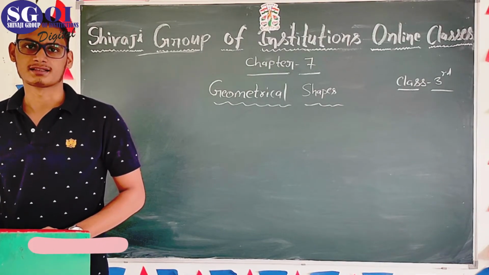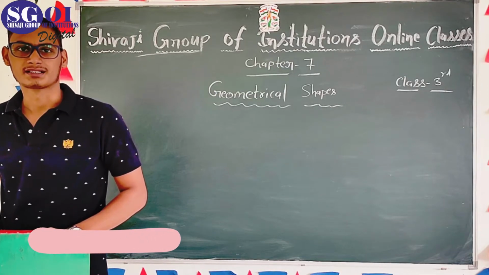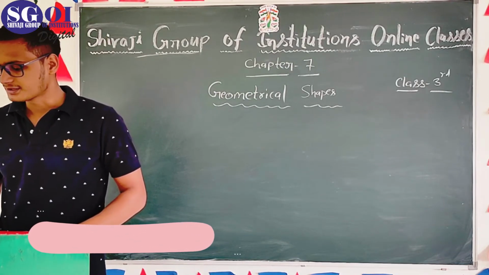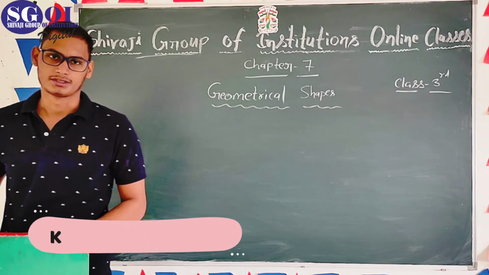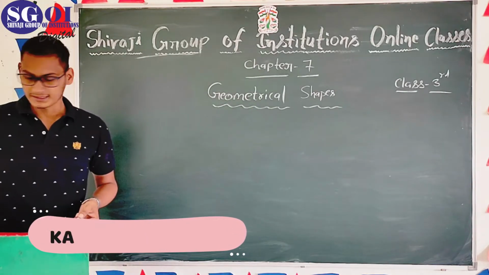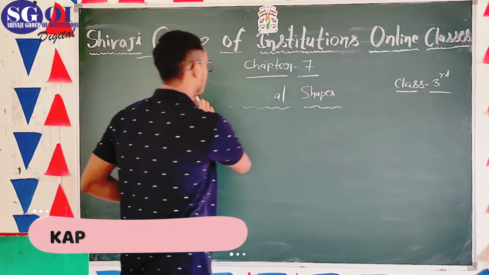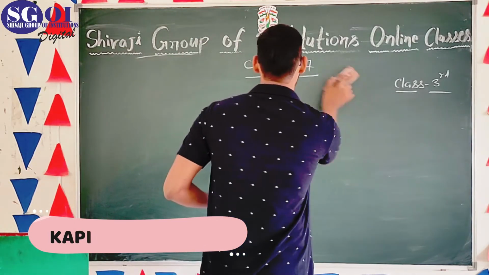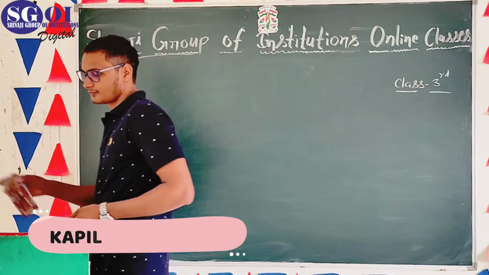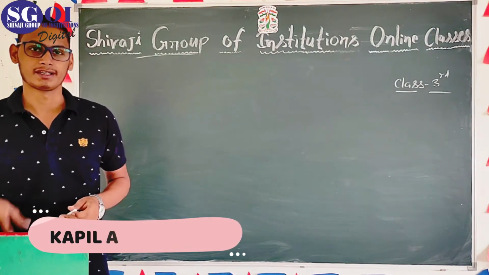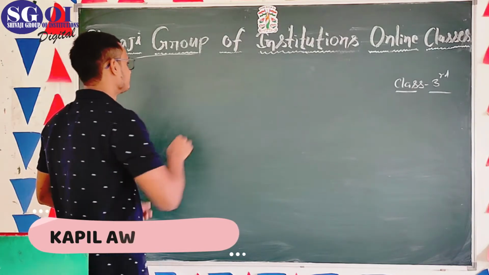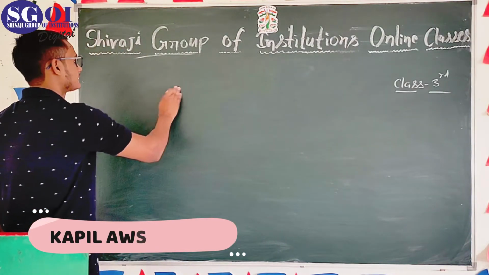Students, this is your maths class and today we will discuss a new chapter, chapter 7, and the chapter name is Geometrical Shapes. Okay students, in our previous class we learned about geometrical shapes. So first, let us discuss what we have learned in our previous class.